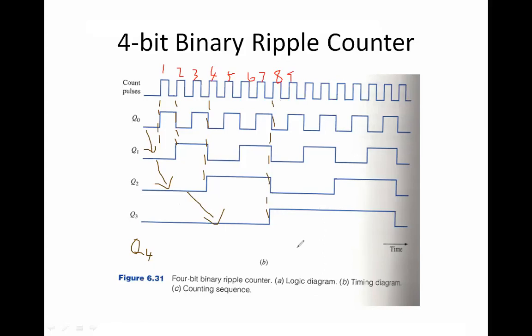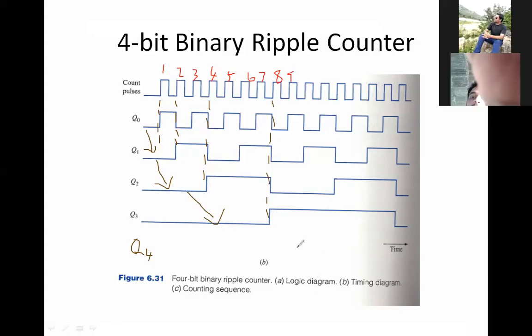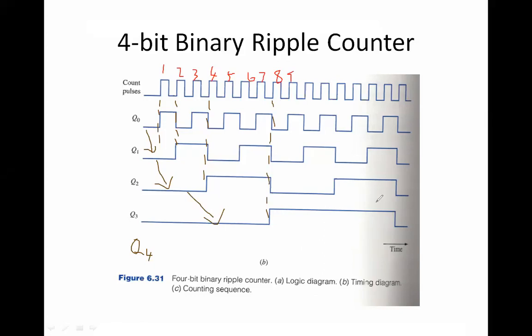So at the 16th clock pulse, the next one is actually going to change. So you can see here, it is 1 and then 2, then 4, then 8. So it's like 8, 4, 2, 1, right? So that is how it is.